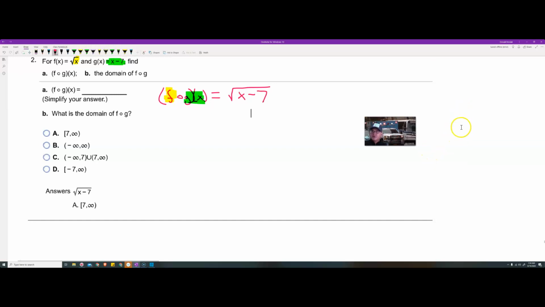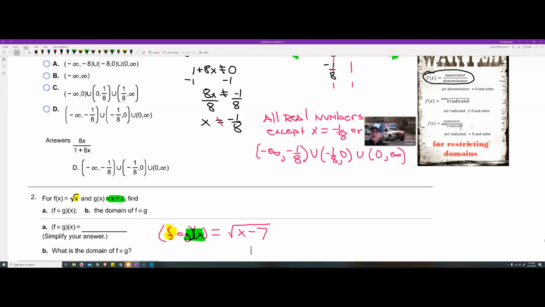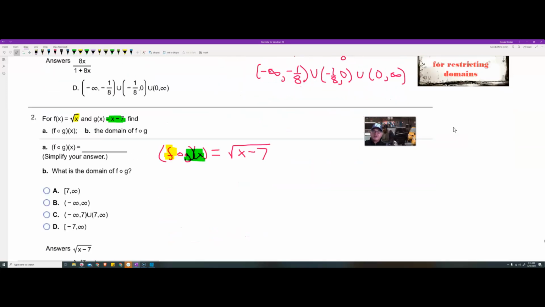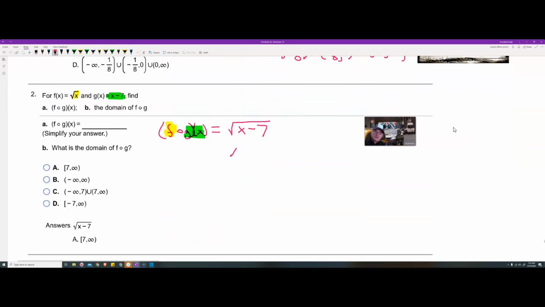Okay, now if we go up to our wanted poster here, I've got a radical under a square root, so set it greater than or equal to 0. Okay, so we've got this part done. So I got a little ahead of myself here, guys.